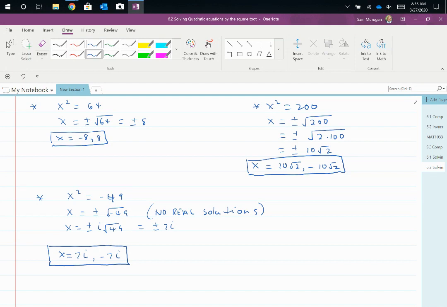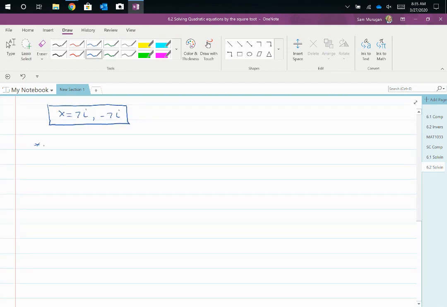If I have, say, 6x squared is equal to 96, then I would divide both sides by 6 to give x squared is equal to 16. x is equal to plus or minus the square root of 16, which is equal to plus or minus 4. So x is equal to negative 4 and positive 4.